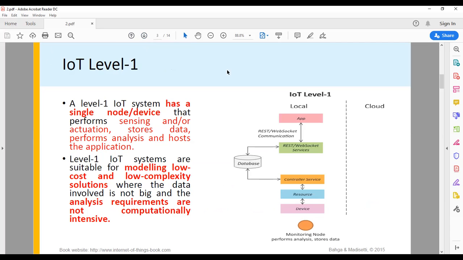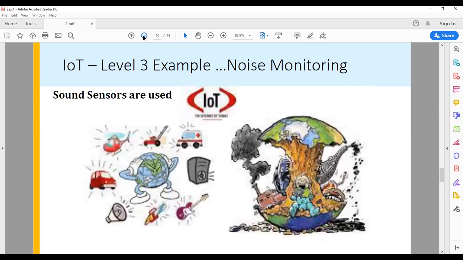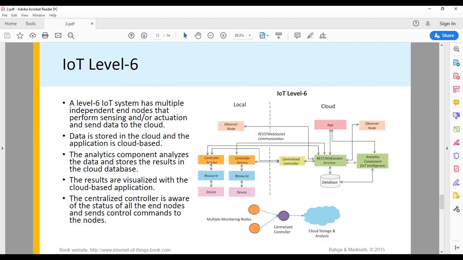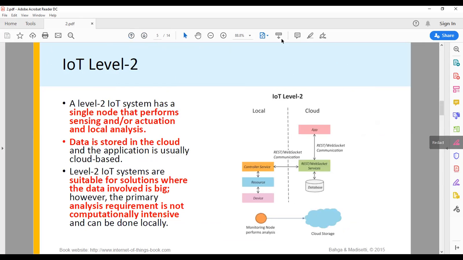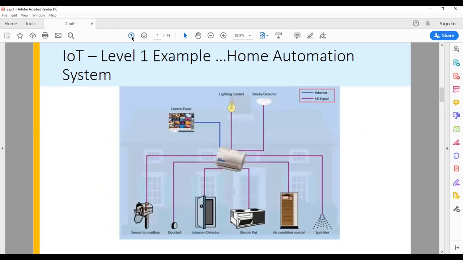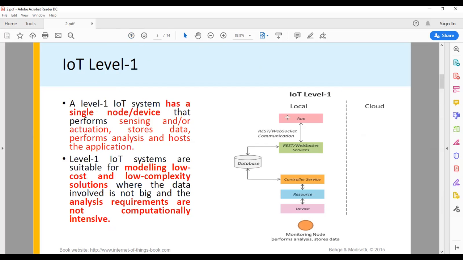The very first level is level one. This is the very basic level with a single node system, and for the highest level, level six, there are multiple nodes. How multiple nodes will work, I will discuss. Please observe this image diagram showing how IoT components are managed. You can see this is the local side of the IoT system, and this is the cloud side of the IoT system.